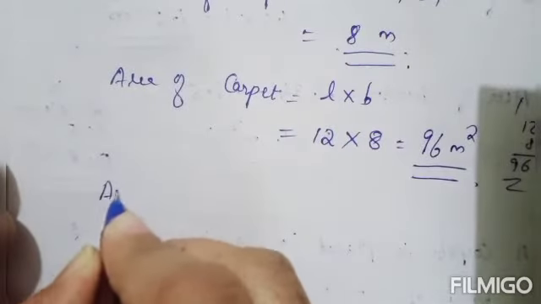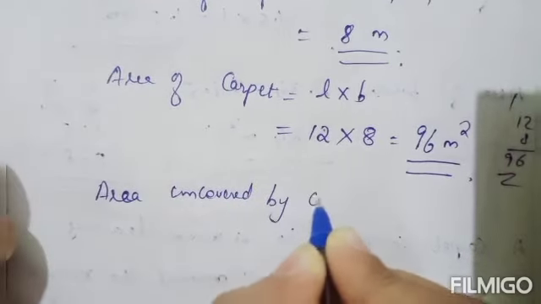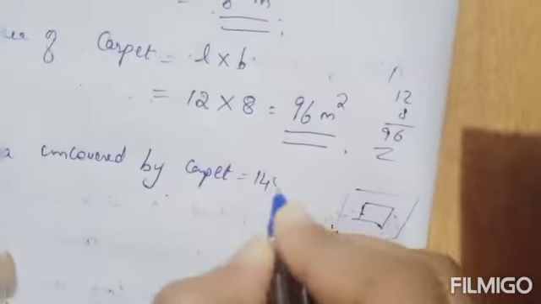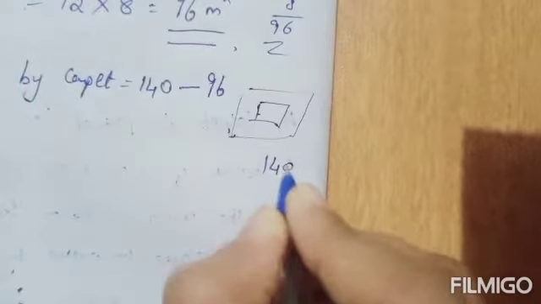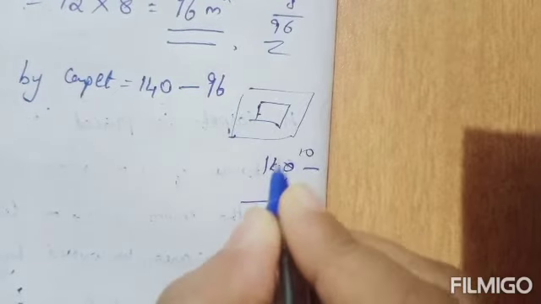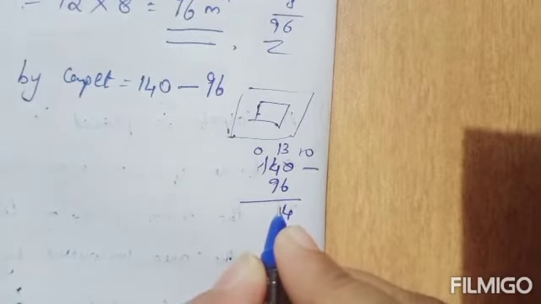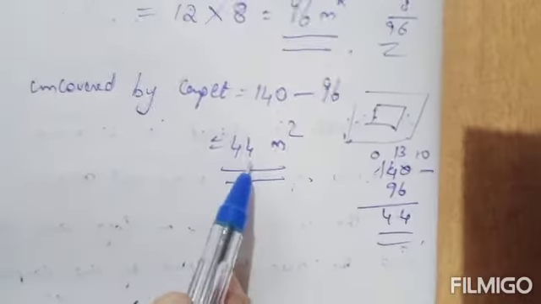Okay, now you can find the area uncovered by carpet. Area uncovered by carpet, it is area of room minus area of carpet. Okay, so area of room, what you got? It is 140 meter square minus area of carpet you got 96. Okay, now you can subtract 140 minus 96. What you will get? It is 44 meter square. This is the area uncovered by the carpet.